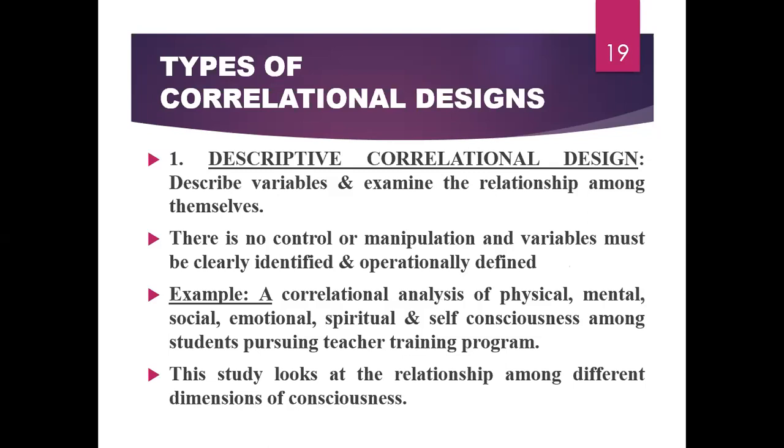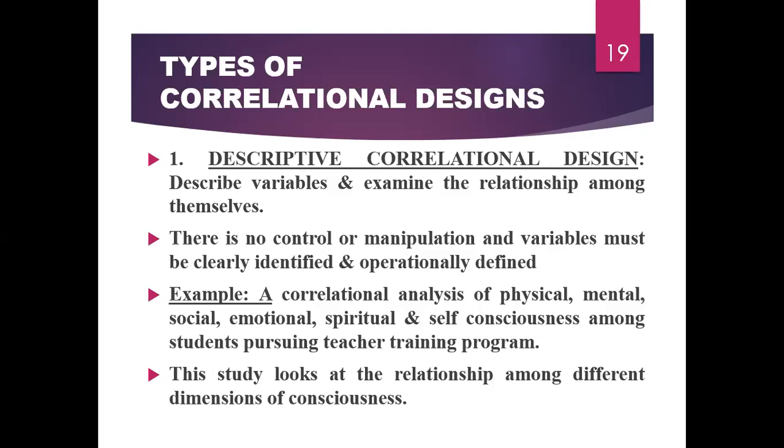Types of correlational designs. Number one, descriptive correlation. So they describe the variables and also examine the relationships among themselves. There is no control, there is no manipulation, and the variables need to be clearly identified and operationally defined. What do you mean by those variables in this particular study? So they need to be operationally defined.